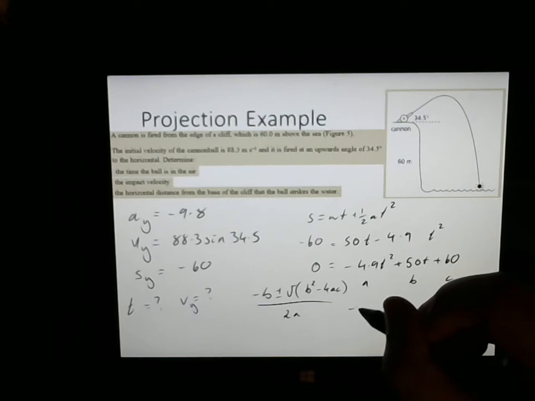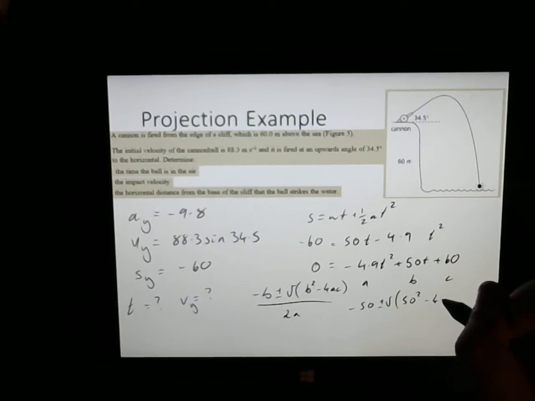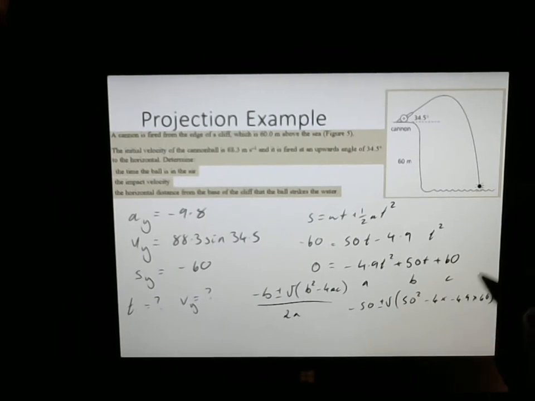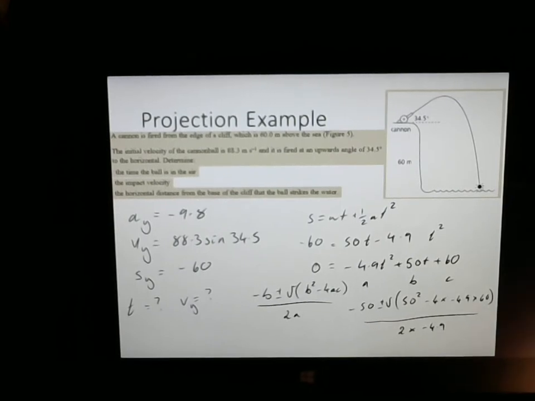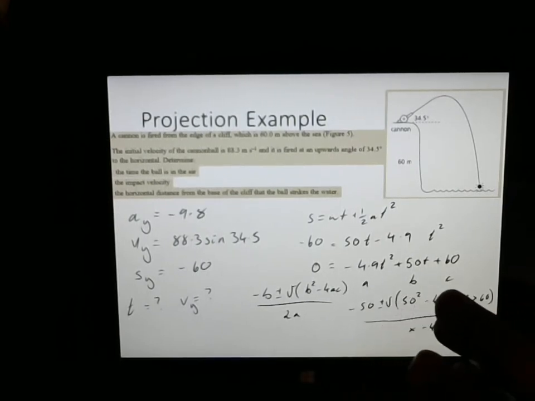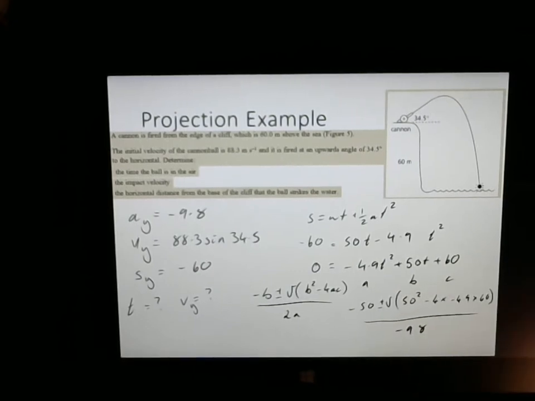Let's chuck that in. Negative 50 plus or minus square root of 50 squared minus 4 times negative 4.9 times 60, over 2 times negative 4.9. So I'm going to resolve each of these one at a time. This becomes negative 9.8. The bit in the brackets, 50 squared, the minus and the minus will cancel, so I'm just going to plus 4.9 times 4 times 60, and I need to take the square root of all that. That gives me 60.6.